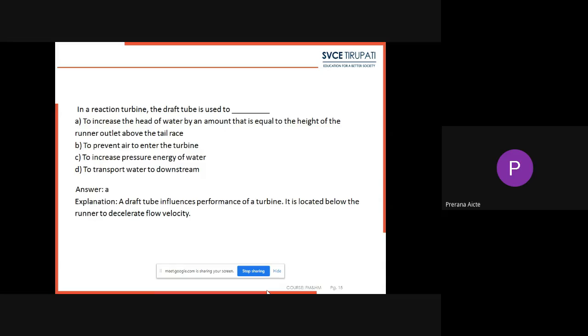In a reaction turbine, the draft tube is used to increase the head of water by an amount equal to the height of the runner outlet above the tail race. And because a draft tube influences the performance of a turbine, it is located below the runner to decelerate flow velocity.